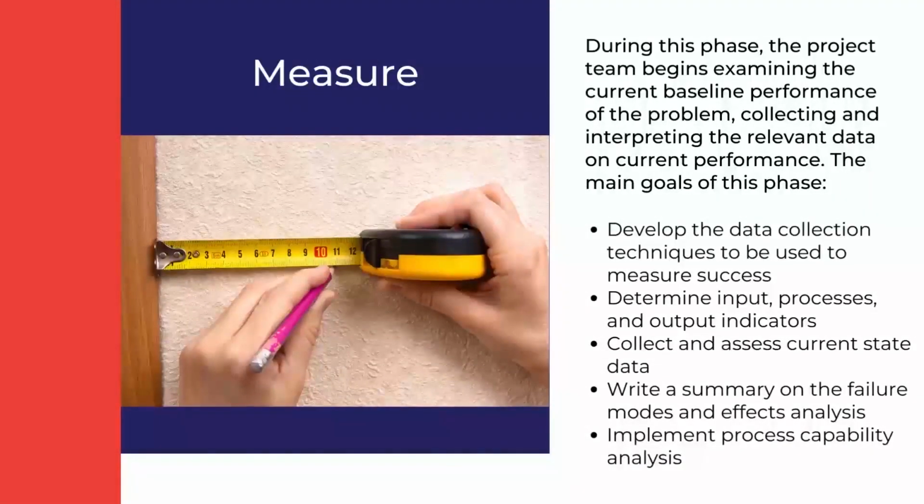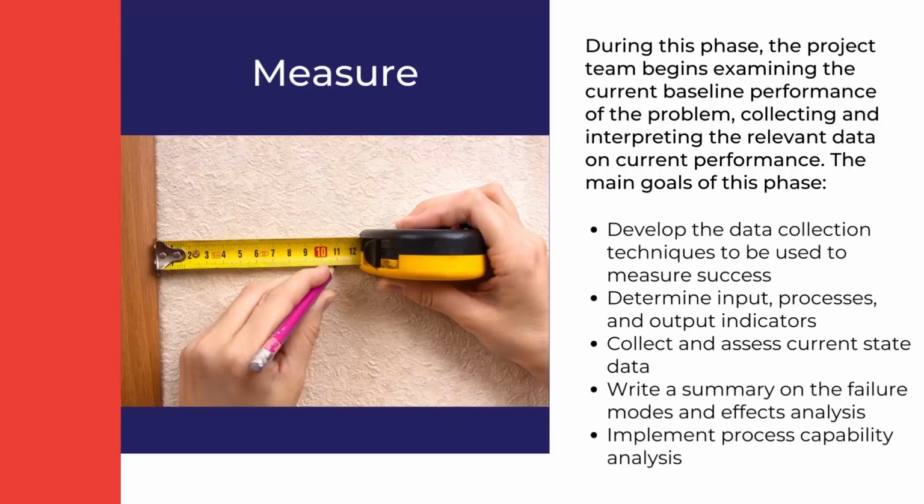Second is measure. During this phase, the project team begins examining the current baseline performance of the problem, collecting and interpreting the relevant data on current performance. Following are the main goals of this phase. Develop the data collection techniques to be used to measure success. Determine input, processes, and output indicators. Collect and assess current state data. Write a summary on the failure modes and effects analysis.